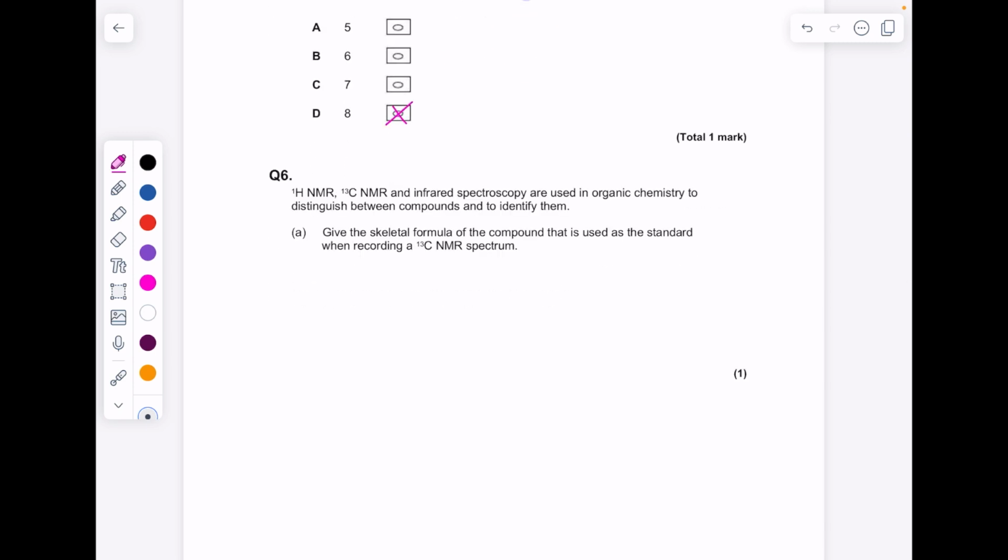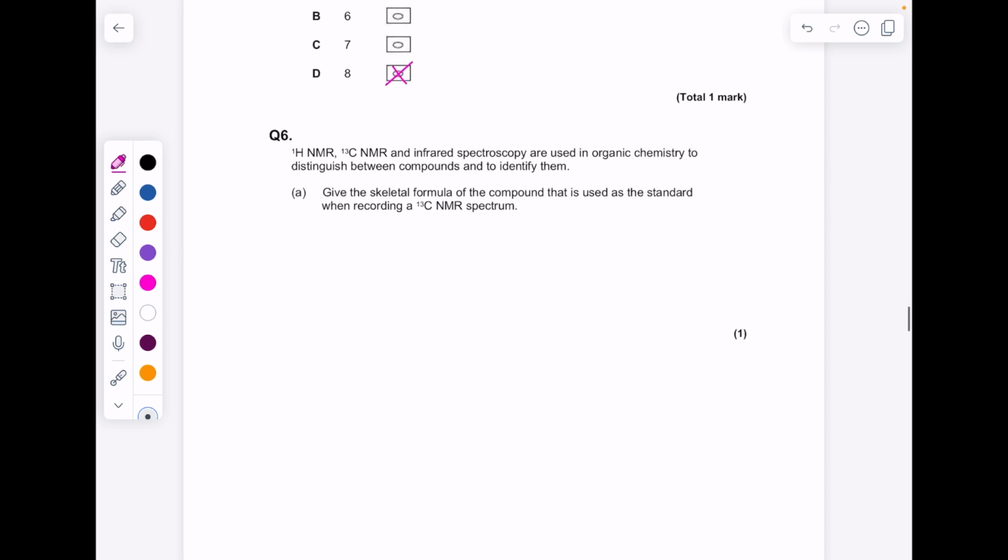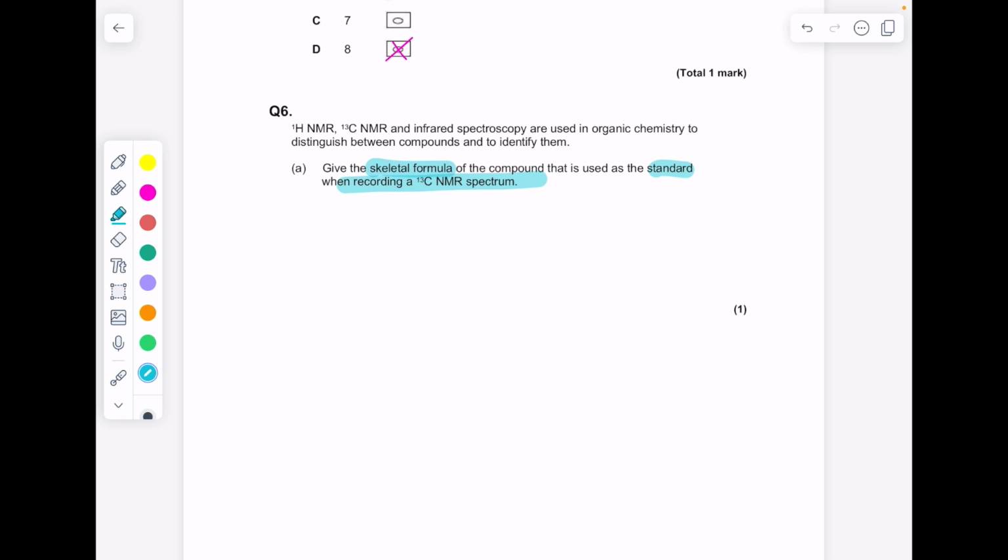NMR and infrared spectroscopy are used in organic chemistry to distinguish between compounds and to identify them. Give the skeletal formula of the compound that is used as the standard when recording a 13 carbon NMR spectrum. We need to draw the skeletal structure of tetramethylsilane. So we just need that central silicon atom, and then we show the 4 methyl groups simply by doing that.